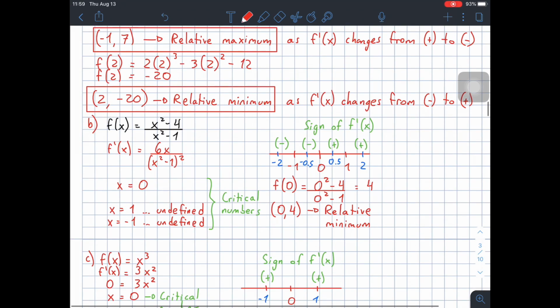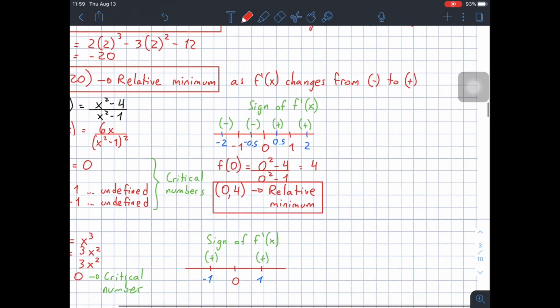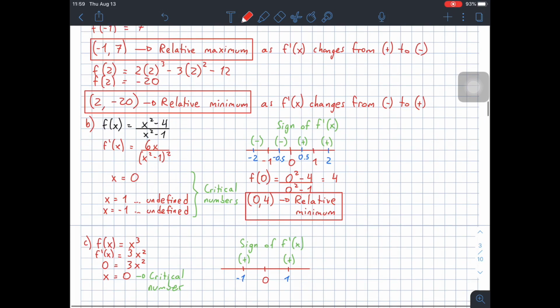Relative minimum point. Okay, so this is one answer. And for the other 2 values, for 1 and negative 1, if we try replacing them into the function, let's calculate, for example, f of 1. We're going to have 1 squared minus 4 divided by 1 squared minus 1. And this is negative 3 over 0.